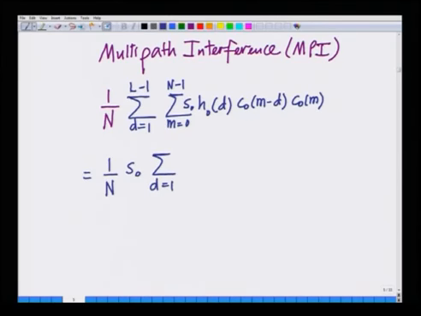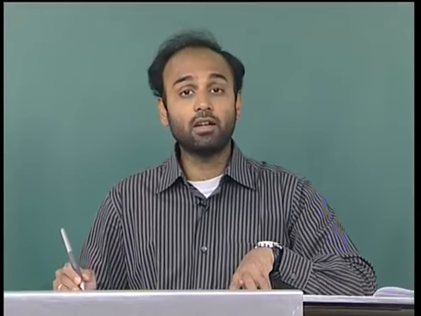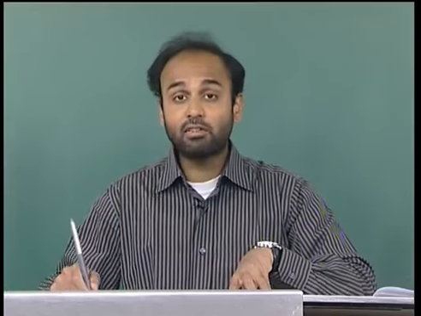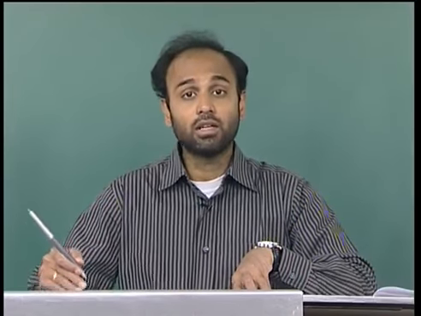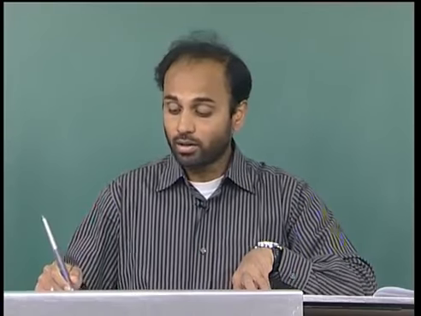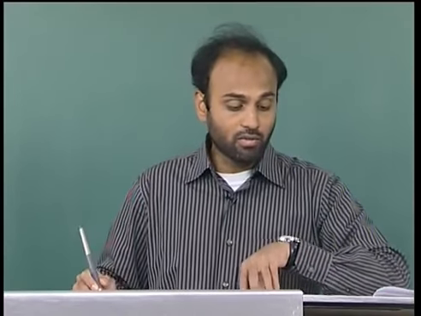Summation d equals 1 to L minus 1 h 0 of d, the rest is c 0 m minus d correlated with c 0 m divided by n. This is nothing but the self correlation with a lag d. Remember, we have a notation for this, r 0 0 of d, and r 0 0 of d is a random variable of mean 0 and variance 1 over n. So, this is in fact noise, this multipath interference is an interference noise, and the variance of this we will compute shortly.